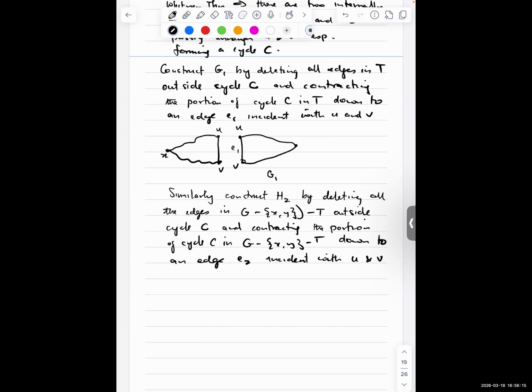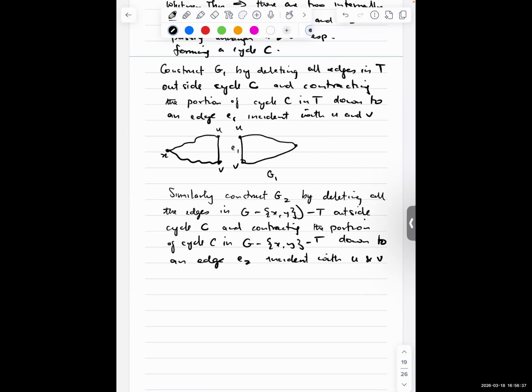Sorry, say again. Yeah, G2, yes. And I'm not sure why I have H2 also, but I think there's a reason for that. But maybe if there is, I can always use a different letter. No, it doesn't matter. Yes, G2. All right, good so far?